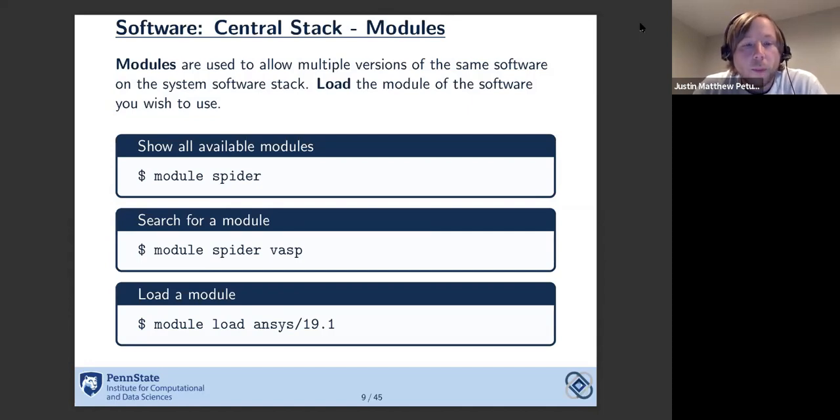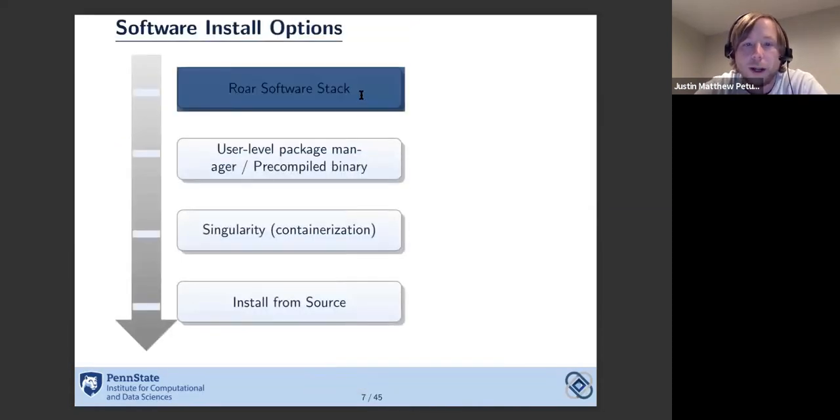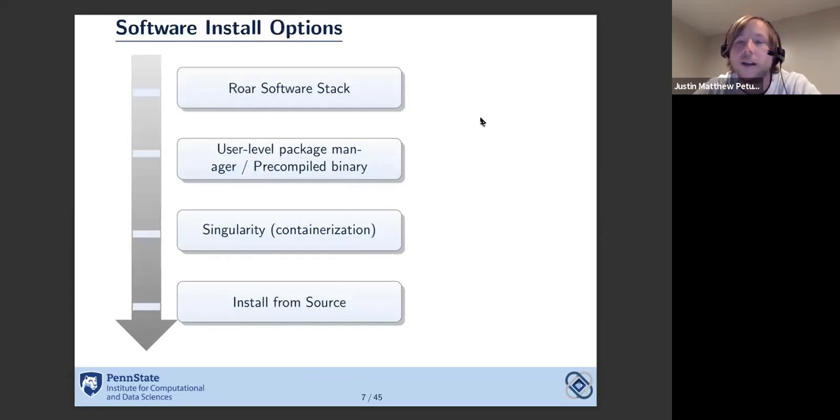So the module spider command will, if you open up a terminal in our system and you ran the module spider command, give you an exhaustive listing of all the software that exists on our central software stack. And if you run module spider and you see the software that you need available on that stack, then you're done at this stage, right? You can stop right here at step one and be done and start your research.